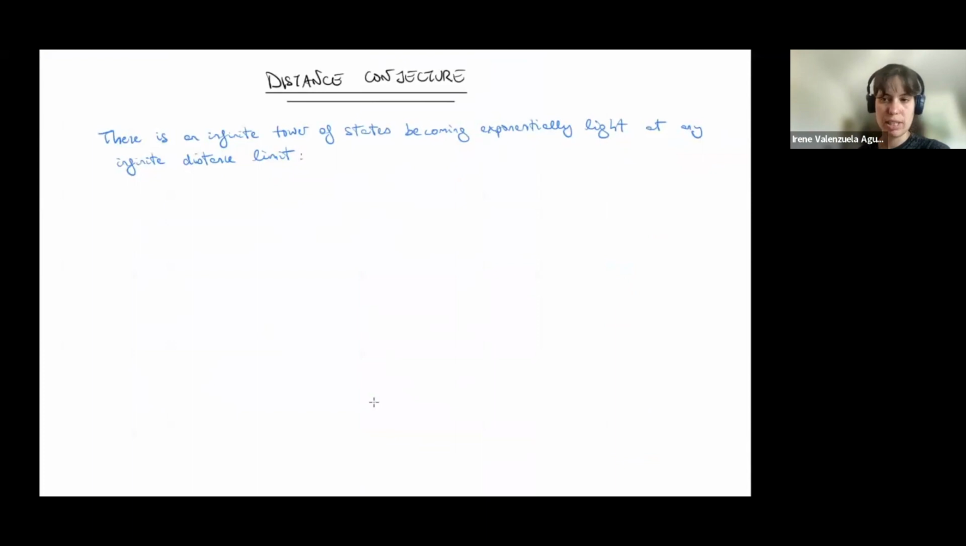So let me start with the distance conjecture, which is about understanding what happens when you move to infinite distance in the field space. So we write the relation between the cutoff and the value of the scalar fields. The conjecture is that there is an infinite tower of states becoming exponentially light at every infinite distance limit of the field space.